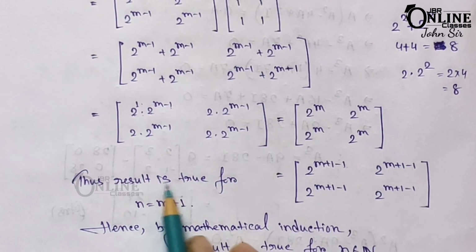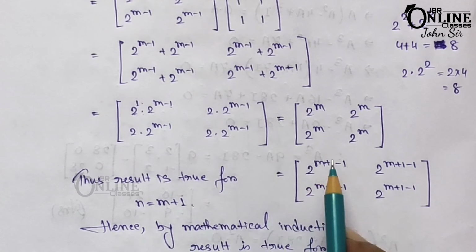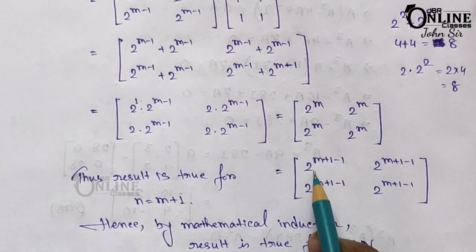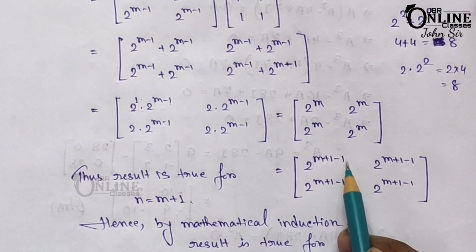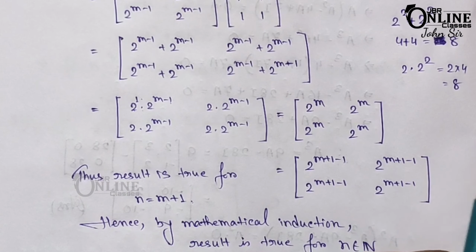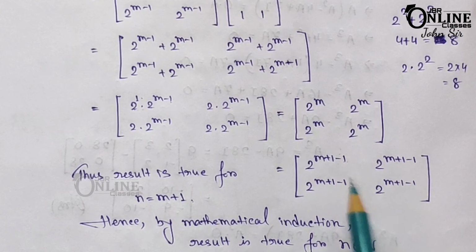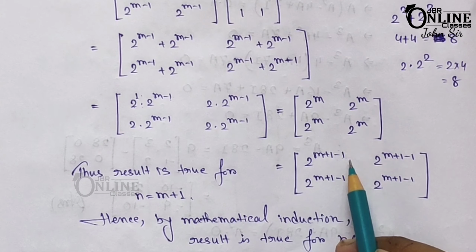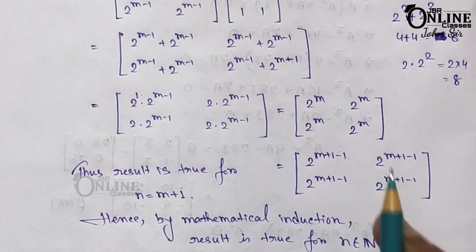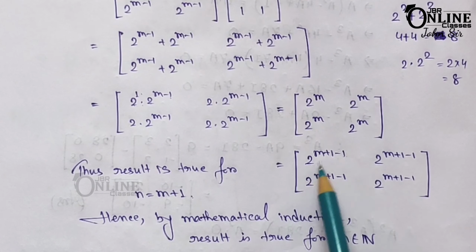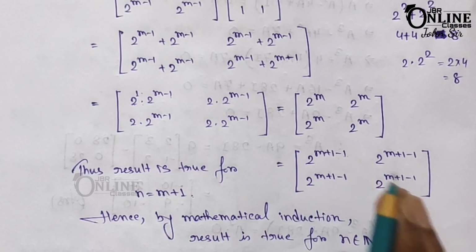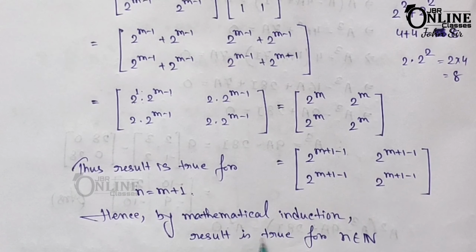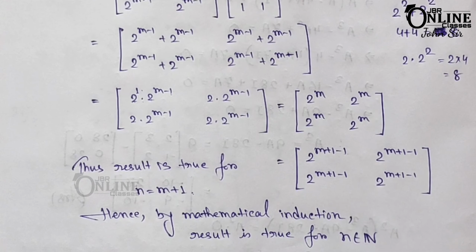So now this result is true for m plus 1, क्योंकि आपका जो फाइनल मैट्रिक्स आपके पास जो दिया हुआ था, जो गिवन मैट्रिक्स दिया हुआ था, उसमें आपका क्या था, 2 to the power n minus 1 था. इसका मतलब कोई भी एक नंबर के लिए अगर ये मैट्रिक्स सेटिस्फाई करेगा तो उसका हर एक एलिमेंट 2 to the power दैट नंबर माइनस 1 होगा. और मैंने यहाँ पर n इक्वल टू m प्लस 1 लिया है, इसीलिए 2 to the power m प्लस 1 माइनस 1. सो दिस सेटिस्फाइड. सो हेंस बाय मैथमेटिकल इंडक्शन रिजल्ट इज ट्रू फॉर n बिलोंग्स टू N.